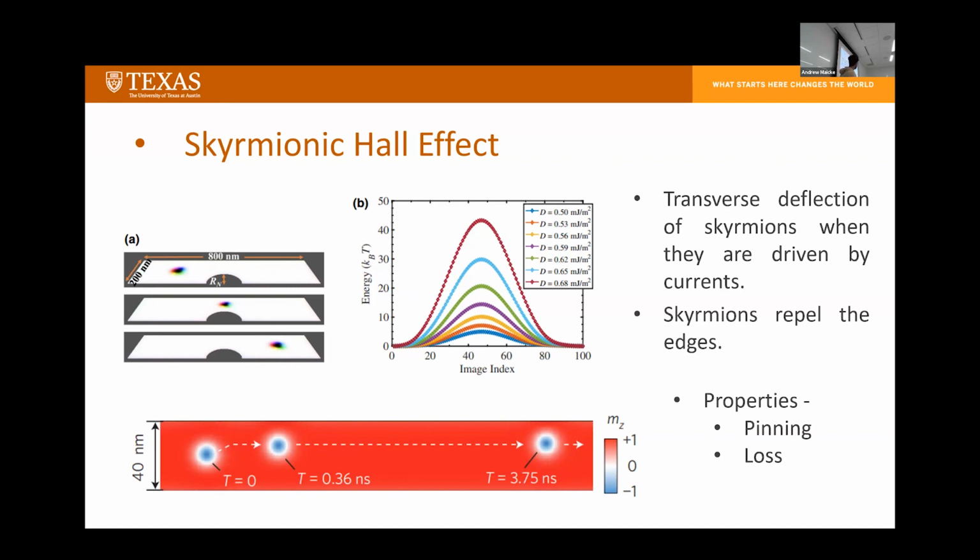And there is also loss associated with skyrmions in this configuration. Suppose you have a large current passing through, you will not give the skyrmion time to stabilize and have a longitudinal motion. It will basically just reach the edge and annihilate.